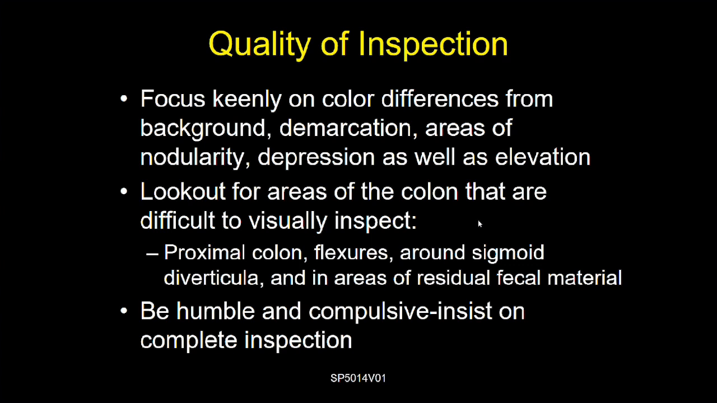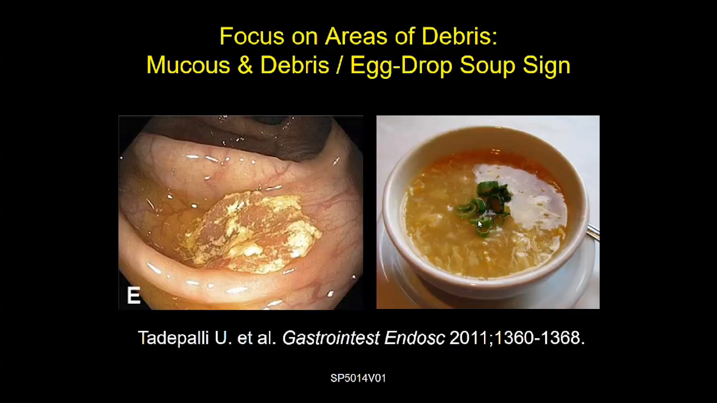We're also looking for areas that are sometimes hard to visually inspect. We saw the turnaround view in the cecum. The flexures are particular areas, anywhere there's residual fecal material. The key is to be humble and compulsive, insist on complete inspection.